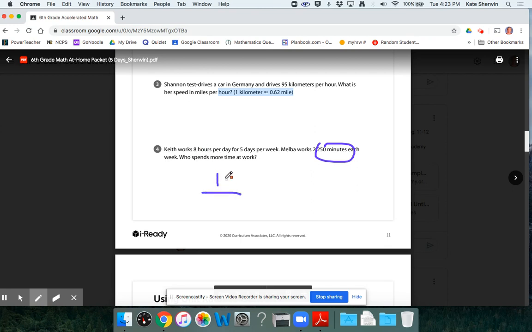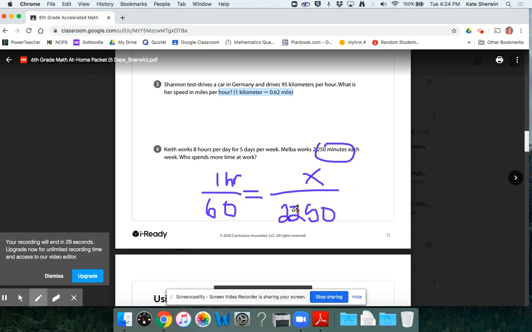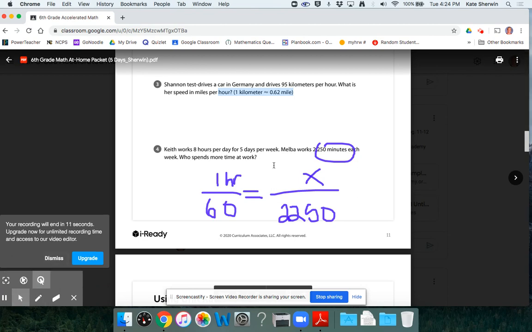If you wanted to set up a conversion, you can go like this: 1 hour equals 60 minutes. Set it equal to the 2,250 minutes that Melba works. That's quite a name. And here's our x, and you do 60x equals 2,250. So you would still end up dividing this number by 60. If you can do it without filling this out, go ahead for some of these, but it is kind of helpful to see it and double check that your mental thinking is correct. So that's why they didn't give you a conversion here.